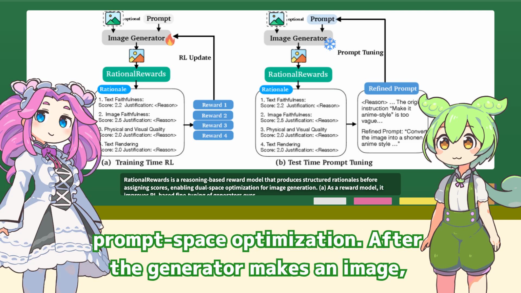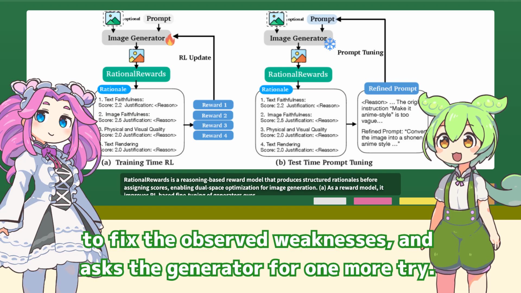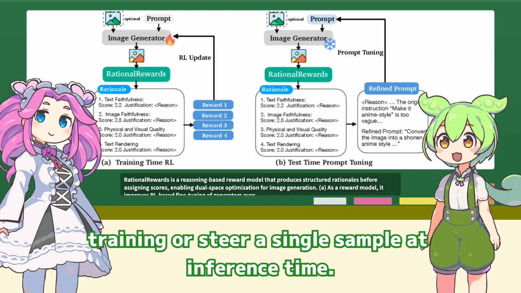The right side is prompt space optimization. After the generator makes an image, Rational Rewards critiques that exact output, rewrites the request to fix the observed weaknesses, and asks the generator for one more try, so the same reasoning model can either shape the weights during training or steer a single sample at inference time.